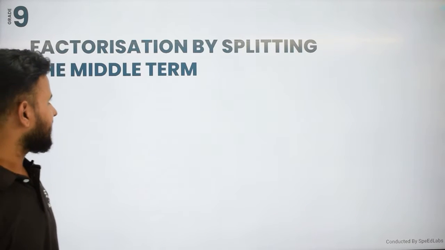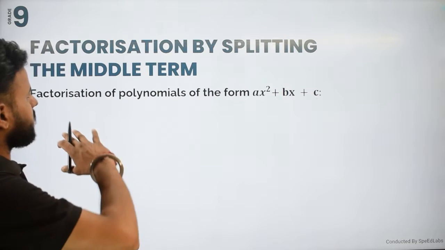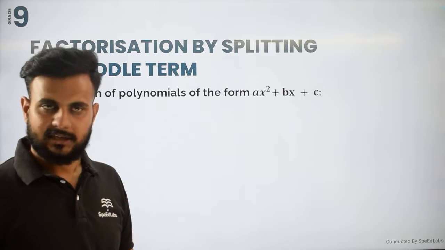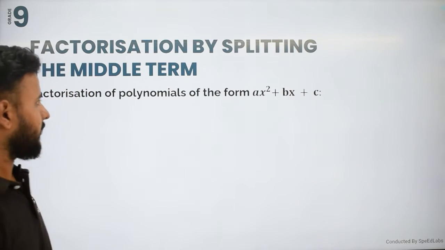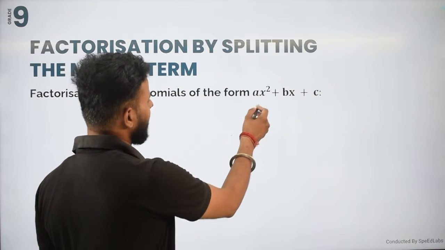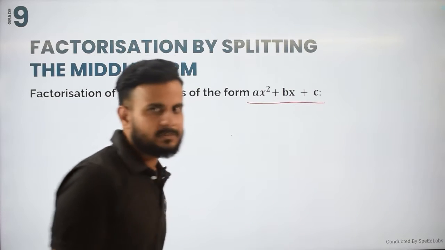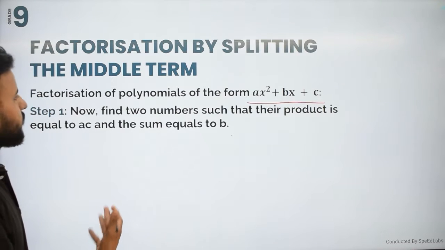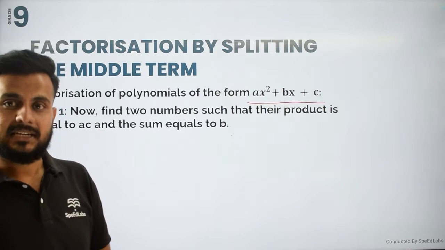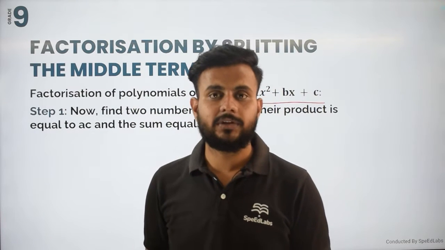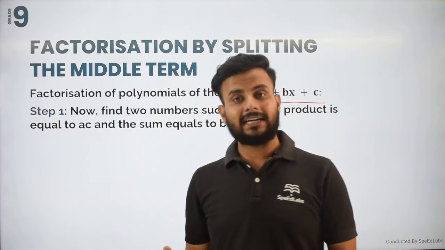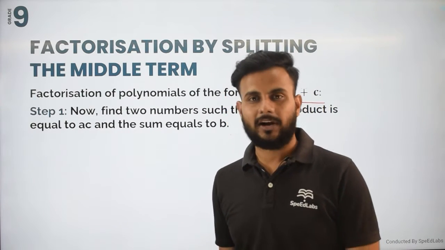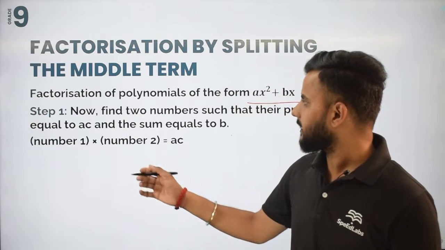Now the next thing: how to use the factorization method of splitting the middle term. We have one example of it. Let's say you have ax square plus bx plus c as the expression. You can use the method. Here we have some steps which we need to follow to find the factorization. This is the first one.